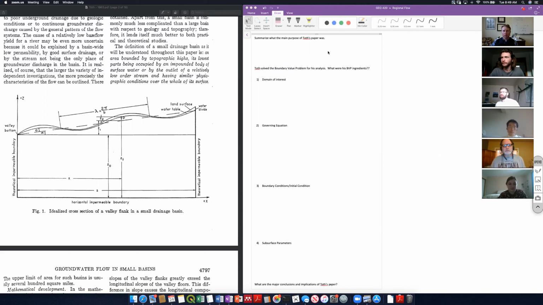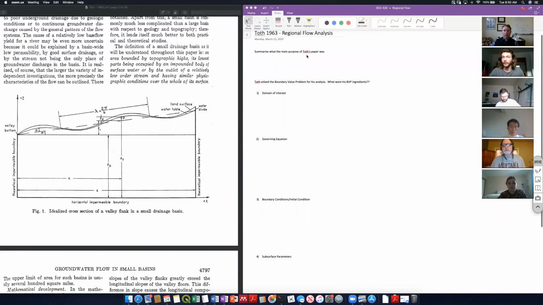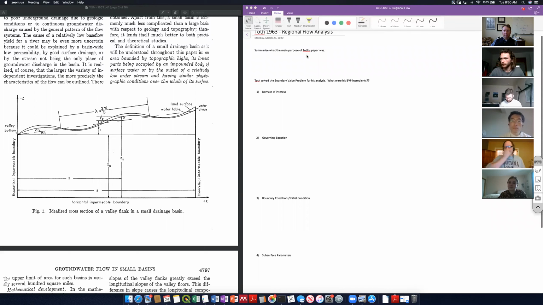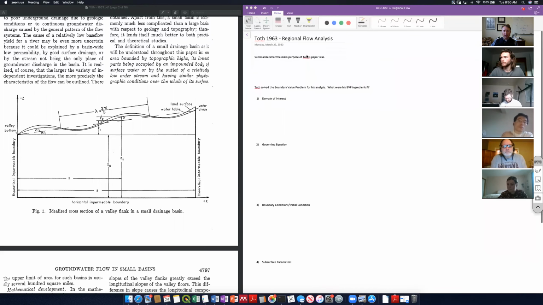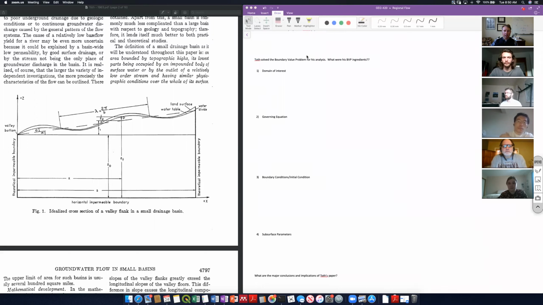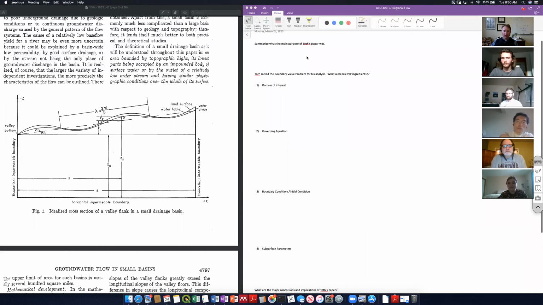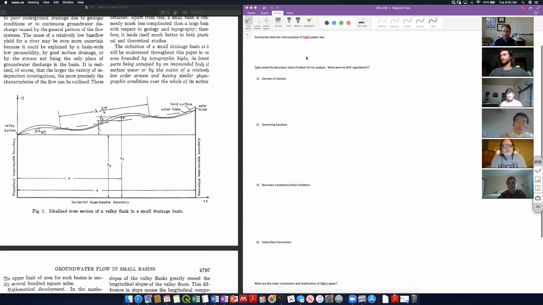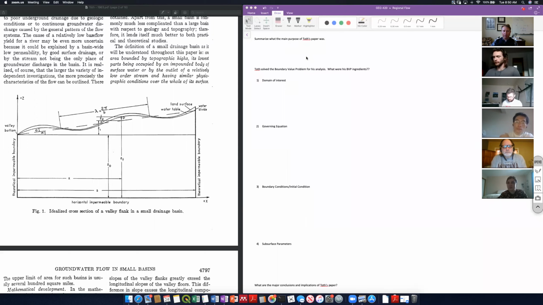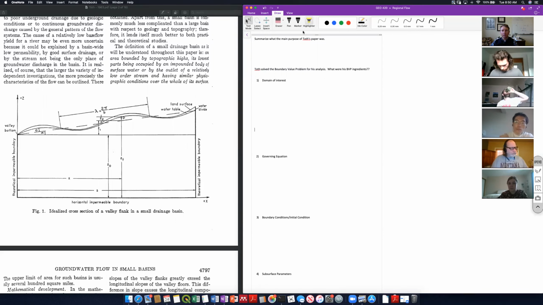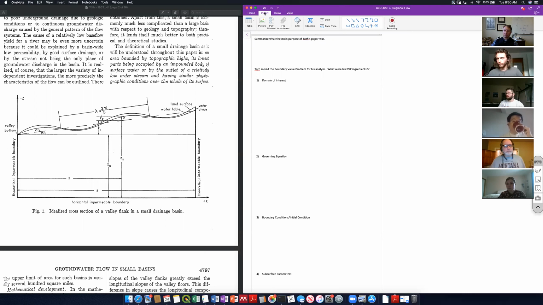All right. Okay, so let's talk about a few things about this Toth paper. Well, the first thing that I wanted to discuss is that what Joe's doing here is he's solving a boundary value problem. And in particular, he's solving the groundwater flow equation for a certain set of circumstances. So my first question here was, what was his domain of interest? What sort of domain was Joe looking at here?